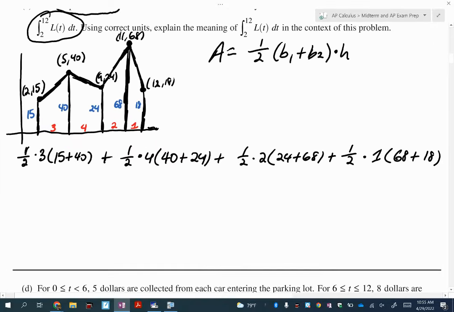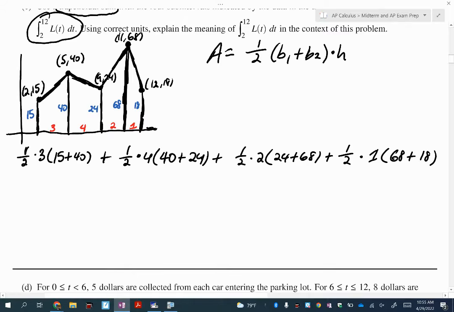So if I find out what this is going to be, it's the same as the integral from 2 to 12 of our L of t function. All right, so once you have this, you're just going to go to your calculator and type it in. Be careful, Eddie, when you type this in.